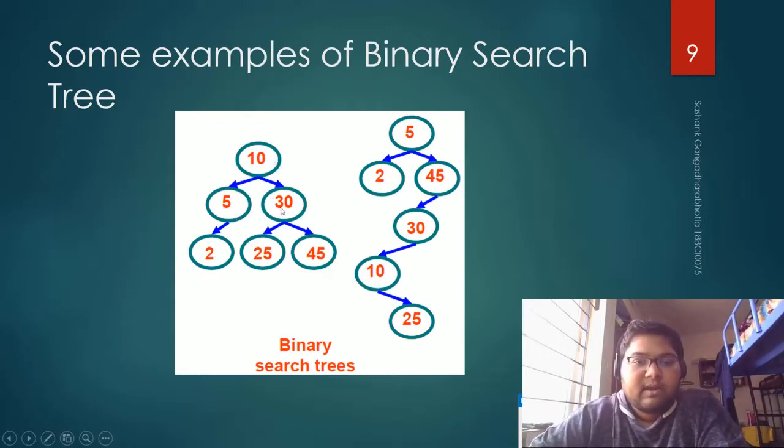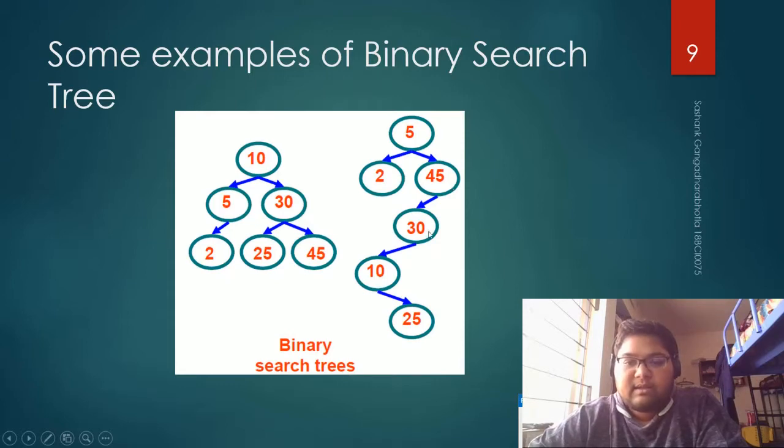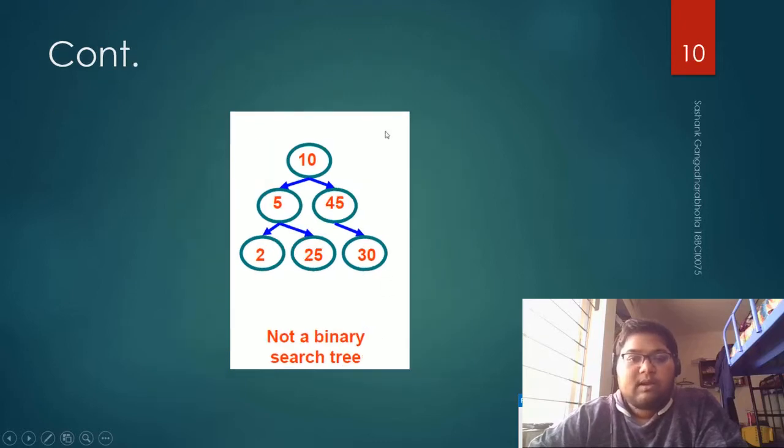10 is greater than 5, less than 30, 5 is greater than 2, 10 is greater than 25, 10 is less than 45, 5 is greater than 2, 5 is less than 45, 45 is greater than 30, 30 is greater than 10, 10 is less than 25. Whereas this one is not a binary search tree, as 30 doesn't follow our key point. You can see that 30 is not greater than 45, but still it's on the right side, hence this is not a binary search tree.